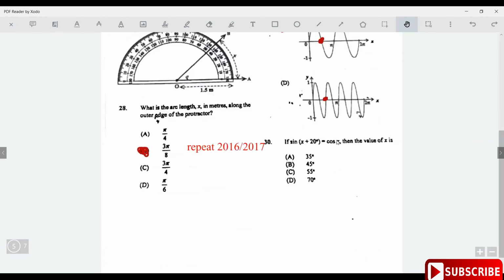If sine of x plus 20 is, oh, this is another big repeat. We know this is 35. Big repeat. This repeats like every year.